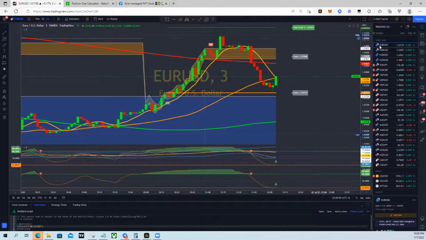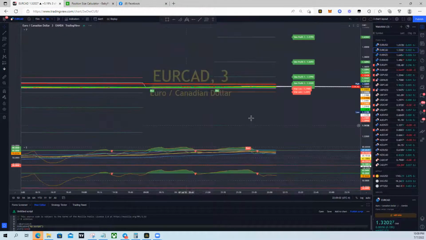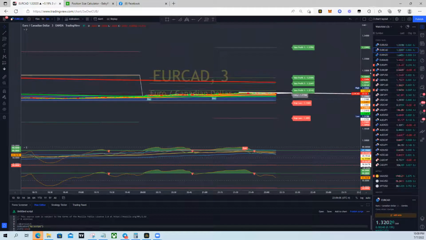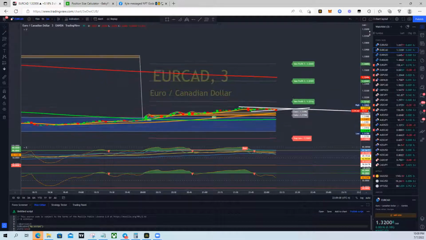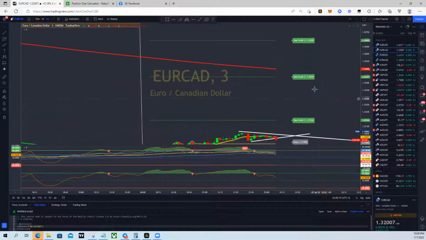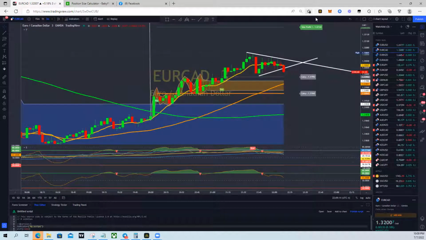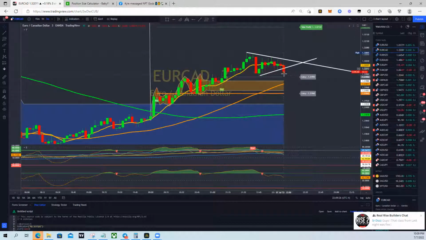It was a nice move to the upside. Some of them are still lingering, like EuroCAD and EuroNZD. I'm thinking we might get a follow through just the same way. What are we looking at on the strength meter? Right now, CAD is the strongest. USD weak, JPY weak. Those are the only two weakest. That's why CAD is strong, so it's breaking this channel.